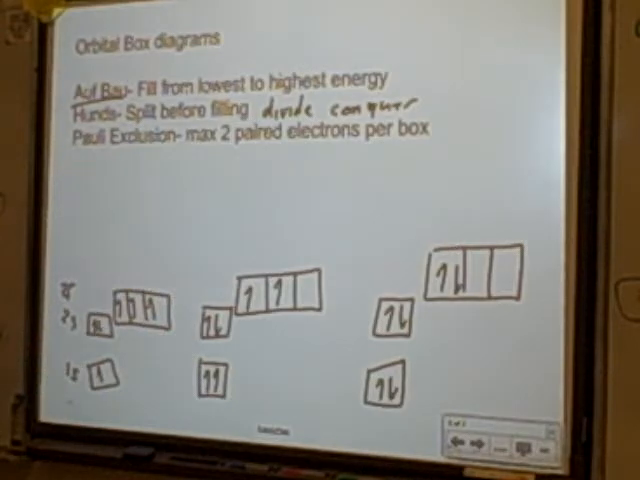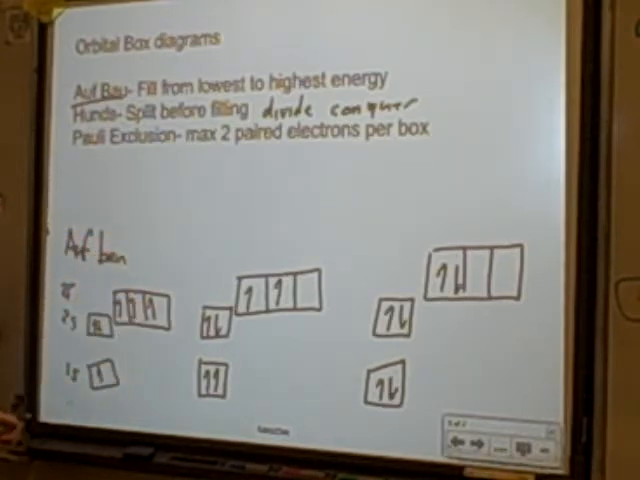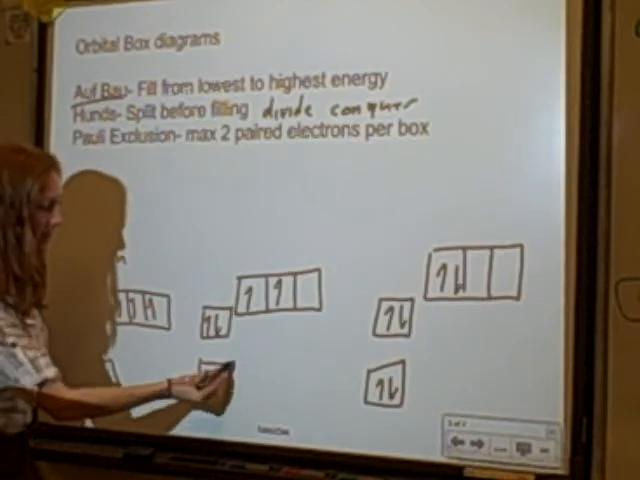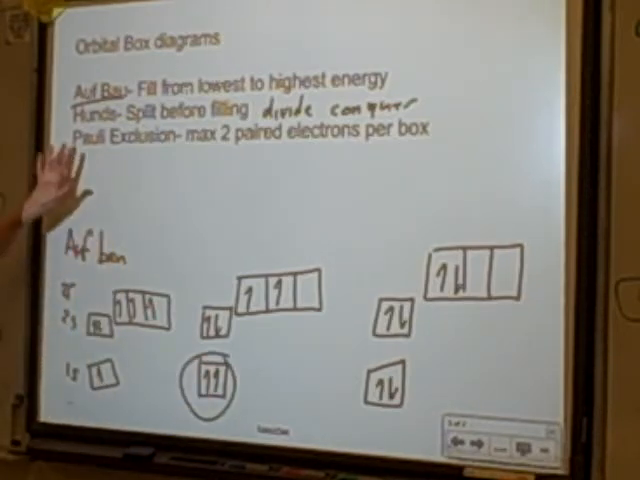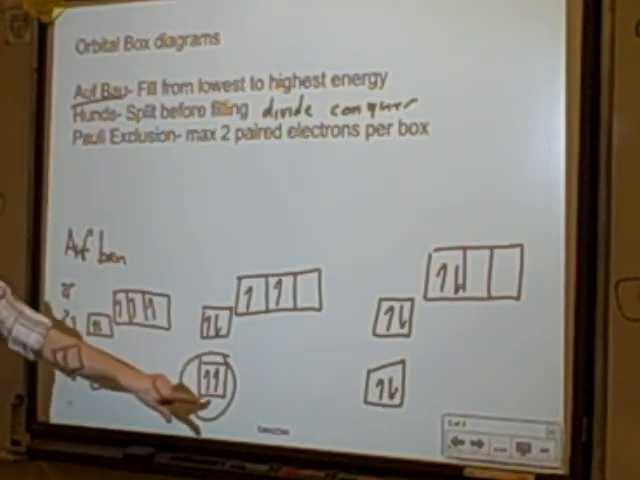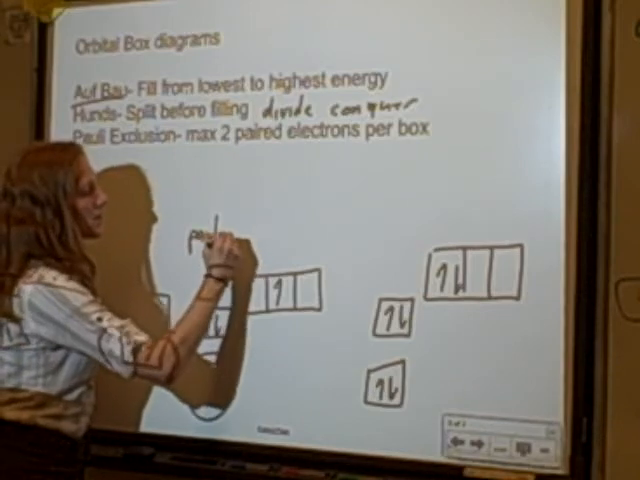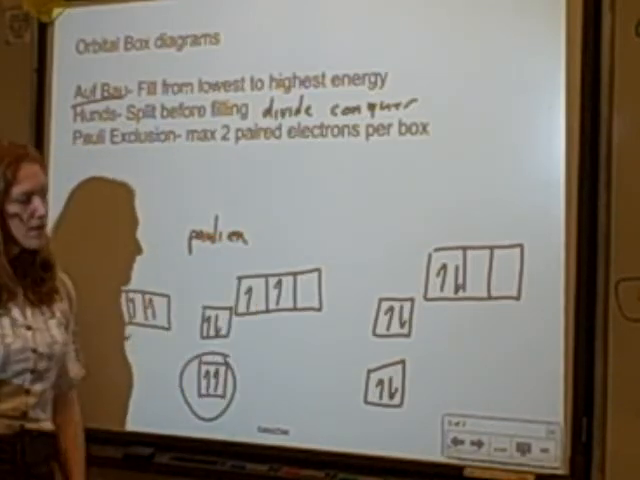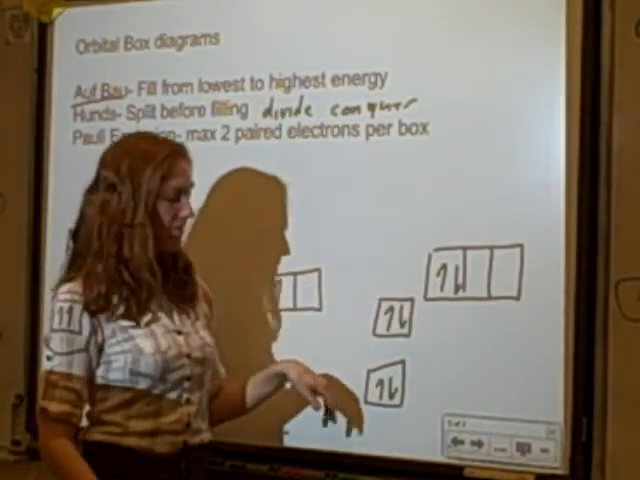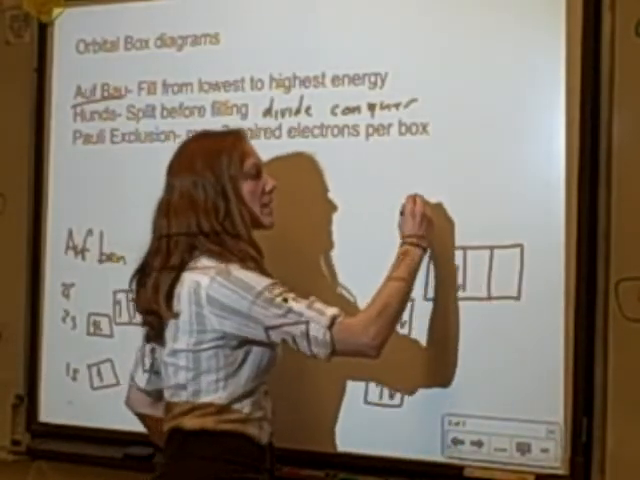So for this first one, we know we're supposed to fill from the bottom to the top. We didn't fill this. So this violated Aufbau. Then for this one, I can see these are not paired. Pauli Exclusion says you can have a max of 2 paired electrons. I have 2, but they're not paired. So this is violating the Pauli Exclusion principle. And then for this one, filling bottom to top, I have paired per box. But I didn't split before I started to pair, so that violated Hund's rule.